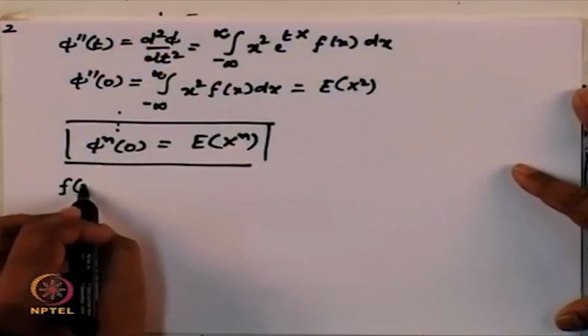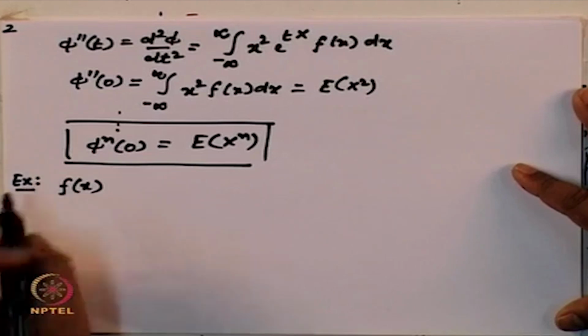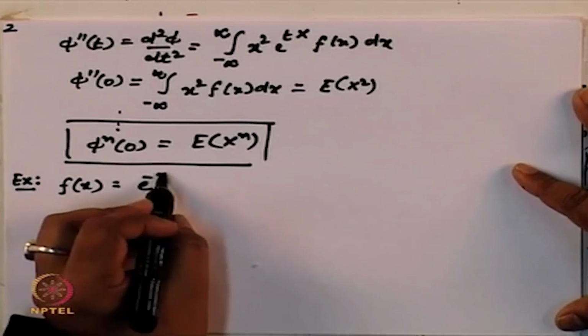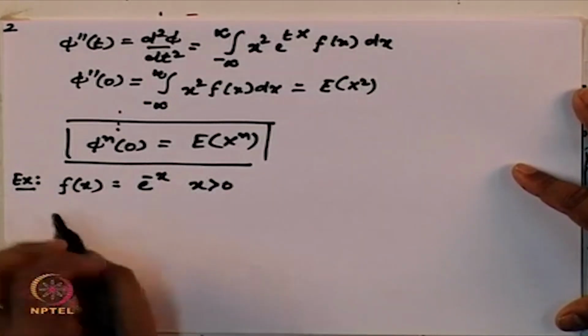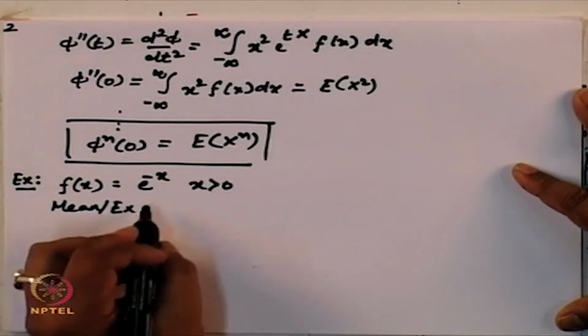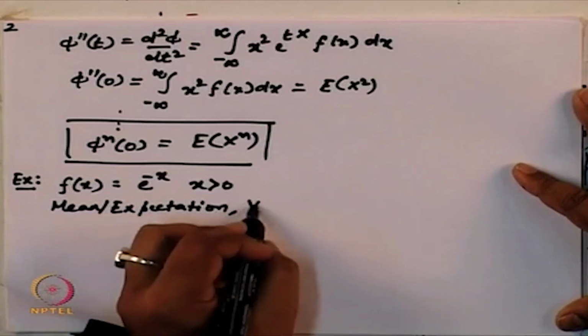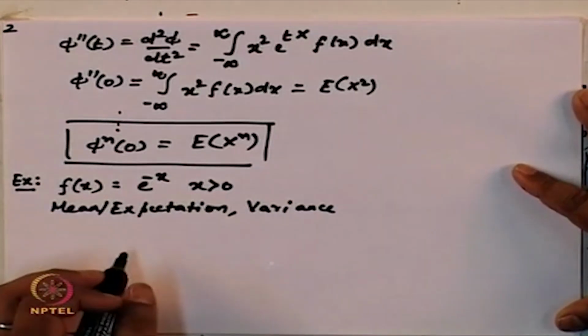Imagine you have a probability density function f of x, given by e to the power minus x for x greater than 0. I want to calculate the mean, or expectation, and the variance of this population.